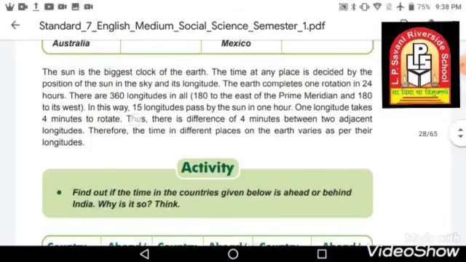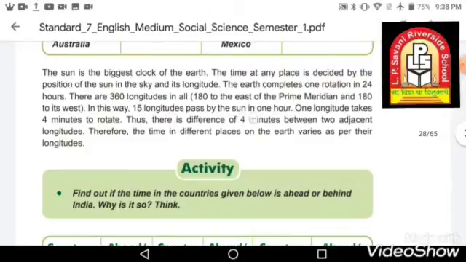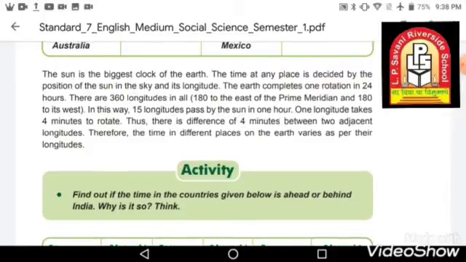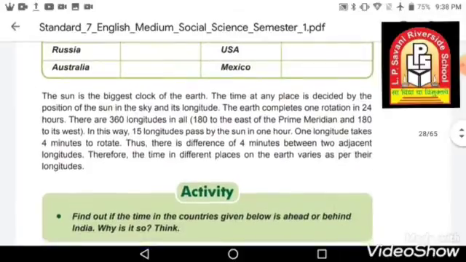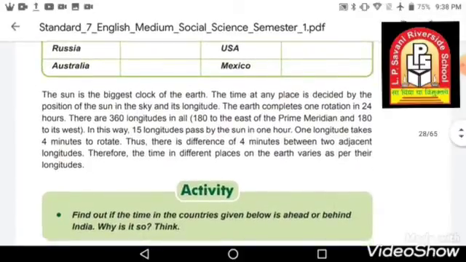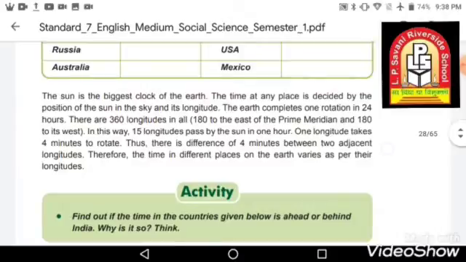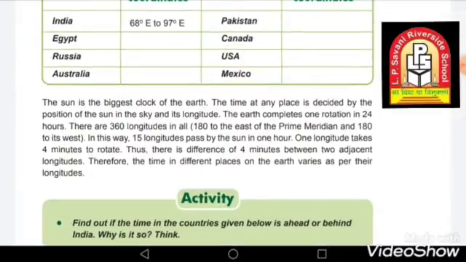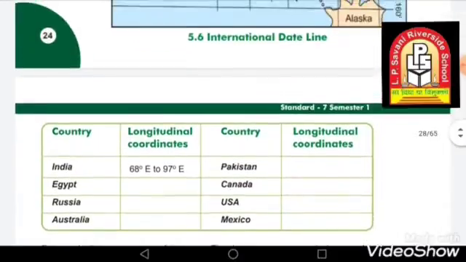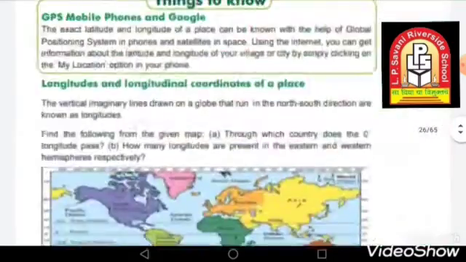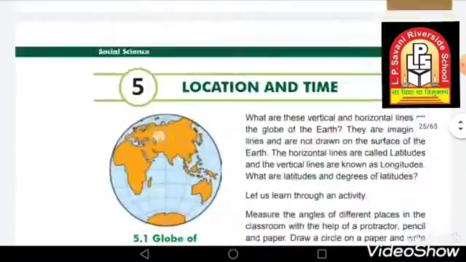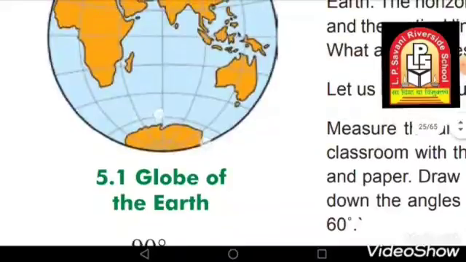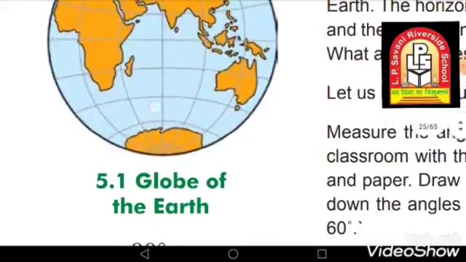In this way, 15 longitudes pass by the sun in 1 hour. So 15 longitudes at a time will pass by the sun in 1 hour, and one longitude takes 4 minutes to rotate. To complete this much rotation of the earth, one longitude, it will take 4 minutes, right?